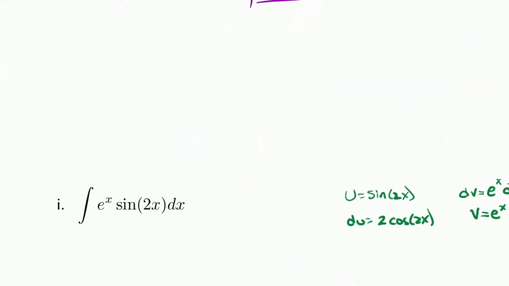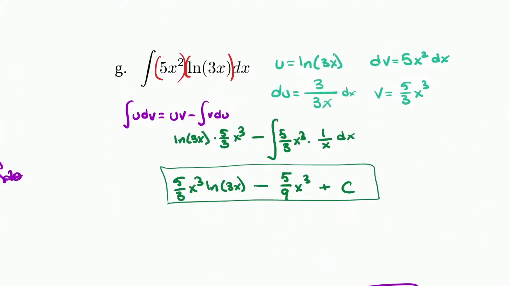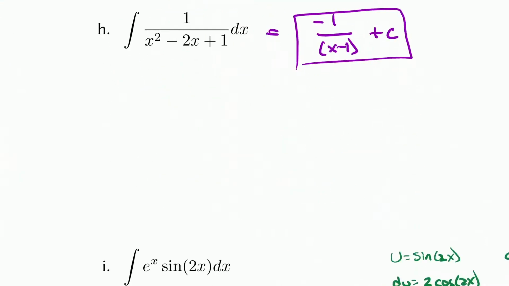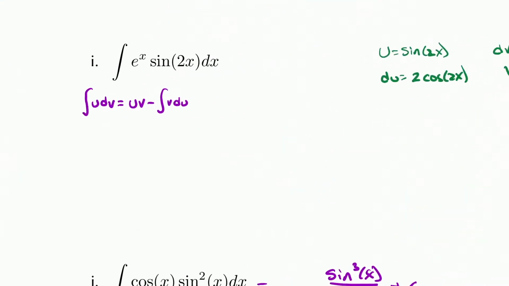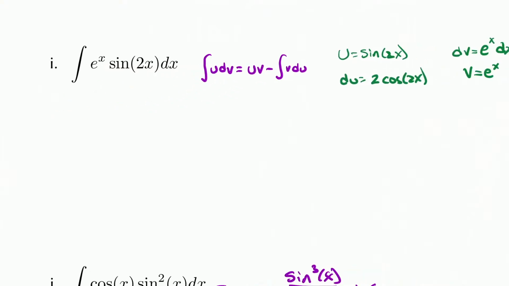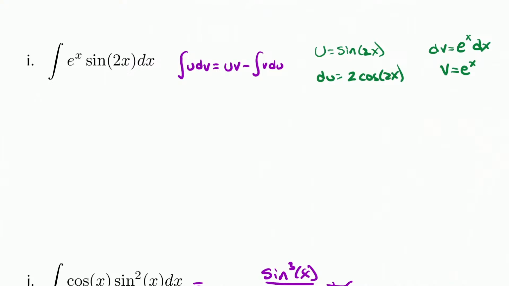Okay, so here we are. Let me just go grab my integration by parts formula. We're going to be using this twice. Not to worry, it's not going to be that hard. So here's the form, let's write it out. This becomes equal to u times v, so sine of 2x times e to the x, minus the integral of 2 cosine of 2x e to the x dx.